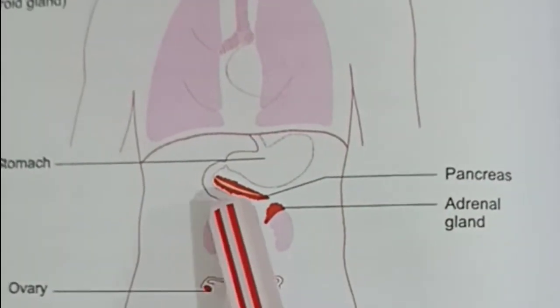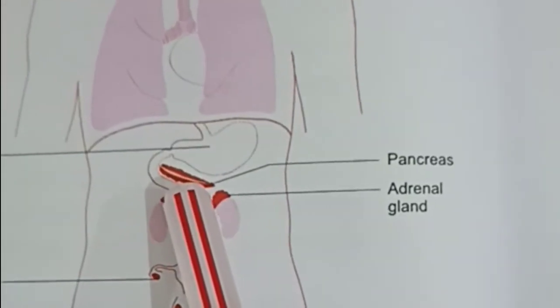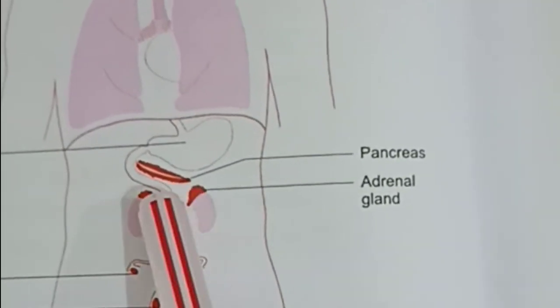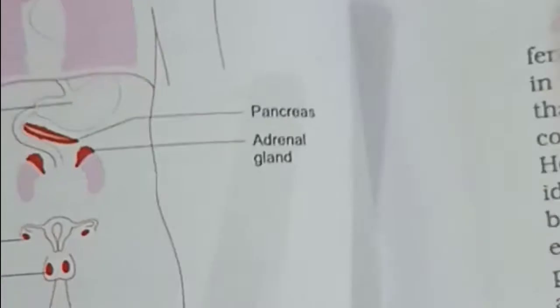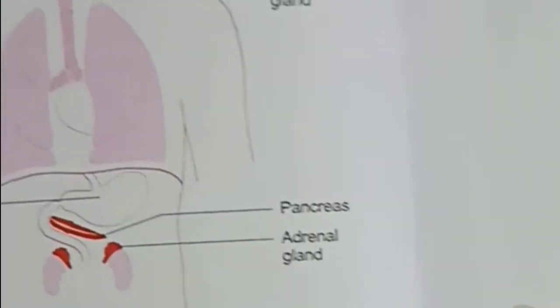Next one can be seen is the pancreas. It is found below the stomach, almost parallel to the stomach, and it controls the glucose level in the blood.